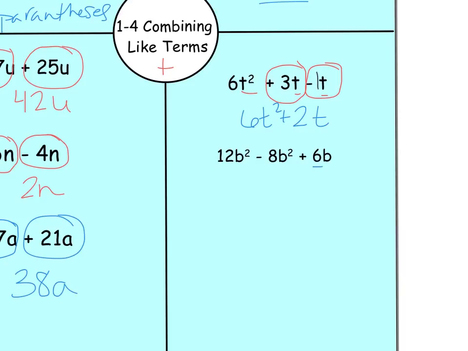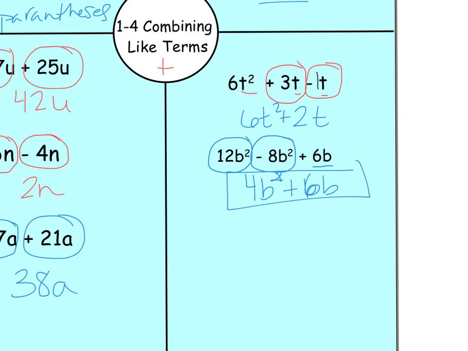Second one, 6b doesn't have anything alike. 12b squared and negative 8b squared do. Those combine. 12 plus negative 8 is 4b squared plus 6b. That's simplified because I cannot combine them any further because they're not to the same power.